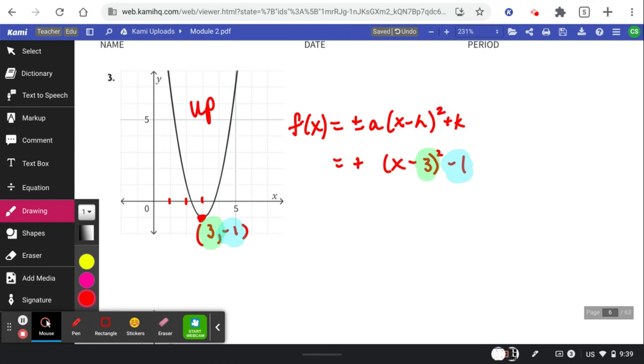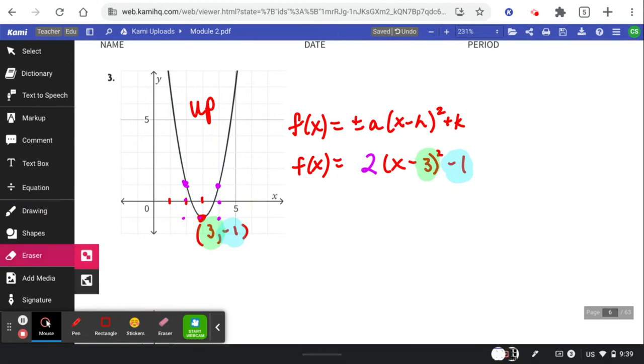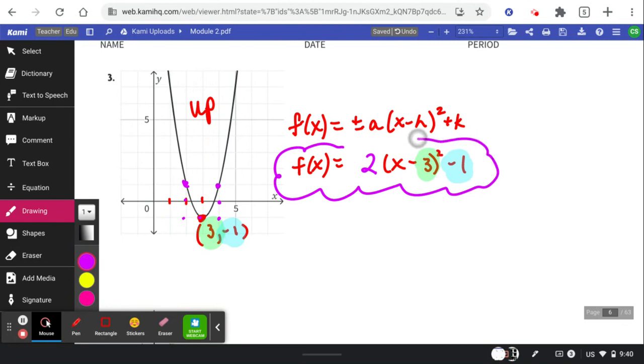Now, is this the same stretch as the normal parent graph? Is it going out 1, up 1, or is it going up differently than the normal parent? So here I go counting, out 1, up 1. It's not the same as a parent. It's out 1, up 2. Out 1, up 2. That means that my stretch on this graph is 2. And that's it. That's our equation. How'd you do?